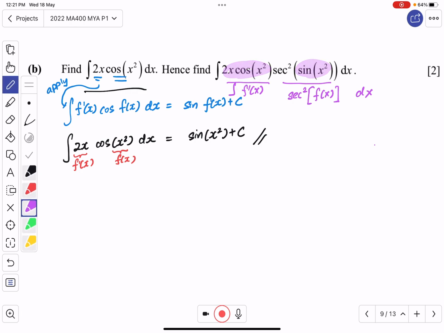Recognizing in this format, we can straight away say that the integral of f prime secant square fx by formula gives us tangent fx, which is tangent sine of x squared plus c. A lot of students may have forgotten to write down c, so please do take note. Thank you.